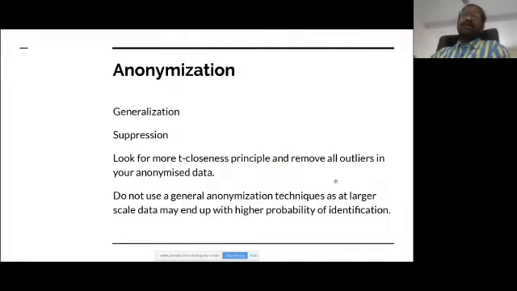Quite a lot of times when I work with anonymization, people look at K-anonymity, but my view is that with K-anonymity, you tend to lose a lot of insight. At a larger scale of data like what we have today in this kind of ecosystem, you may end up with a problem. Look for t-closeness principles, remove outliers in your data. You simply remove them. That would be the better way of getting the t-closeness to the expectation that you want. Those are some of the guiding principles.